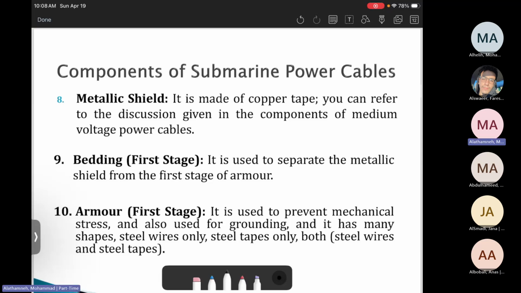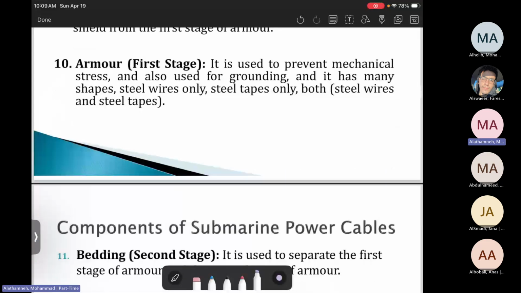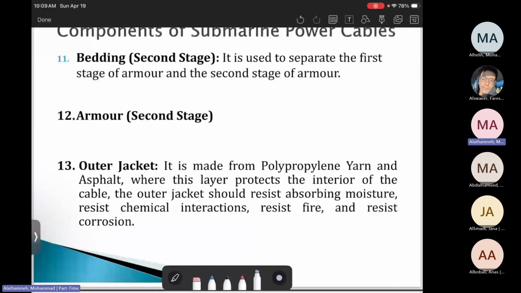The metallic shield is used to protect the equipment. Then there is bedding, and the armor is used to provide mechanical strength, and it is also used for grounding as well. So we're already aware of this. The thing that's new to us is the oil duct. Then we have another bedding for the second stage, another armor for the second stage, and the outer jacket.